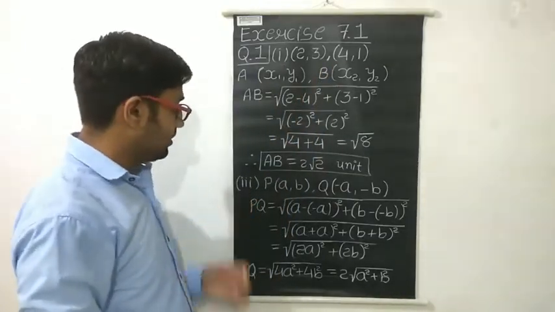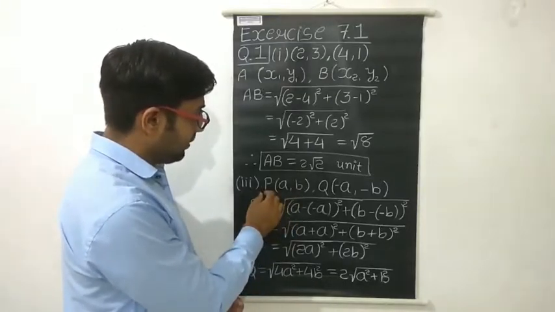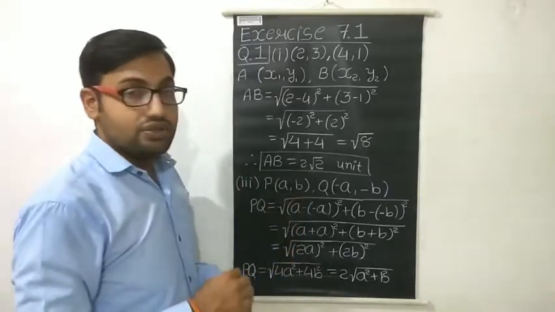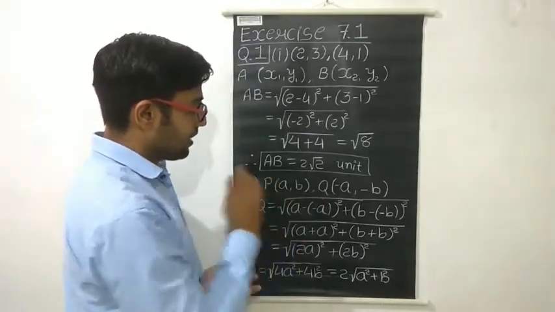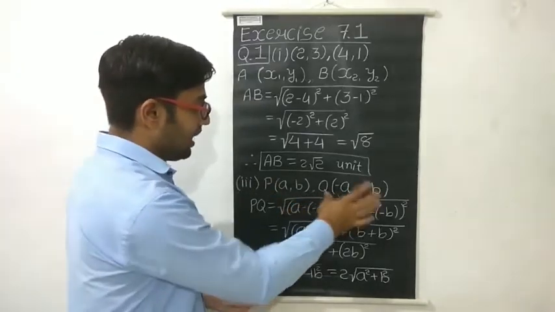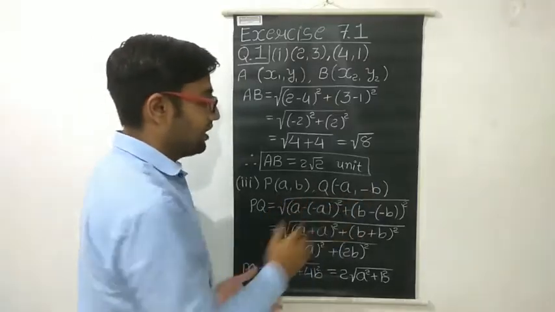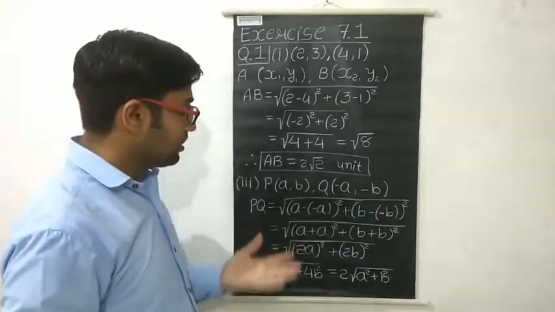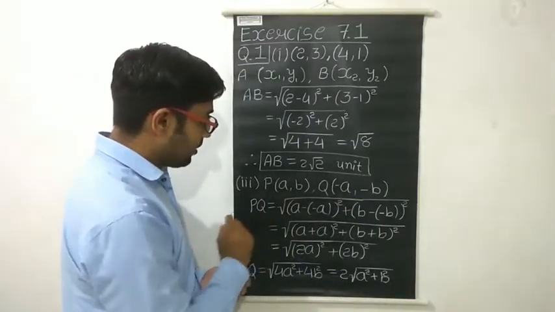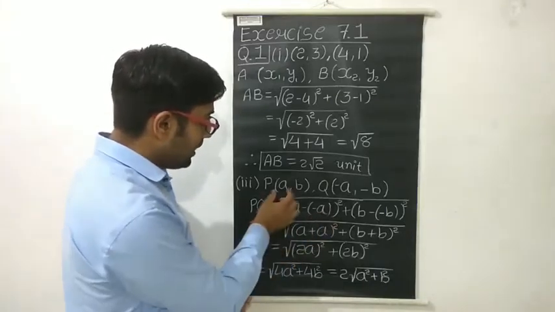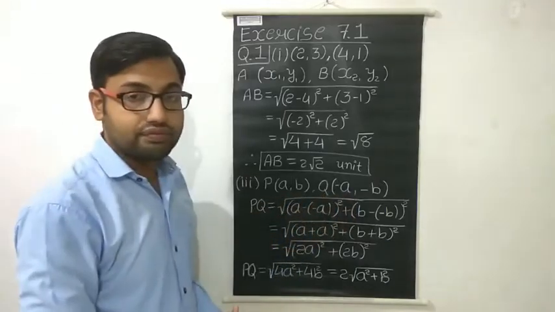Now let us take the third question. Let us take the point P. One point is given as A, B, so let us give it the name P. So P of A, B, and the second point is, suppose, Q, that is given as minus A, minus B. One point is A, B, second one is minus A, minus B. Now using the distance formula, we can find the distance PQ, that we can write as under root A minus of minus A.